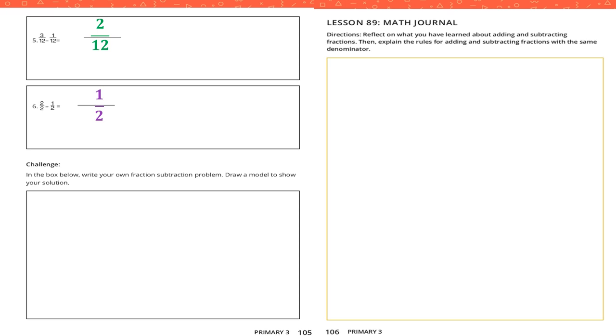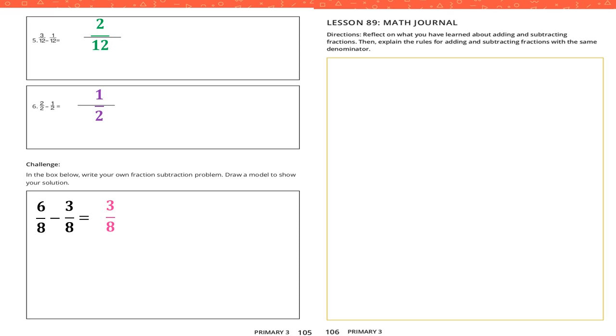Our challenge here, in the box below, write your own fraction subtraction problem. 6 over 8 minus 3 over 8. Also, put the denominator as it is, 8, and subtract up the numerators. 6 minus 3 equals 3. So the final result here is 3 over 8.